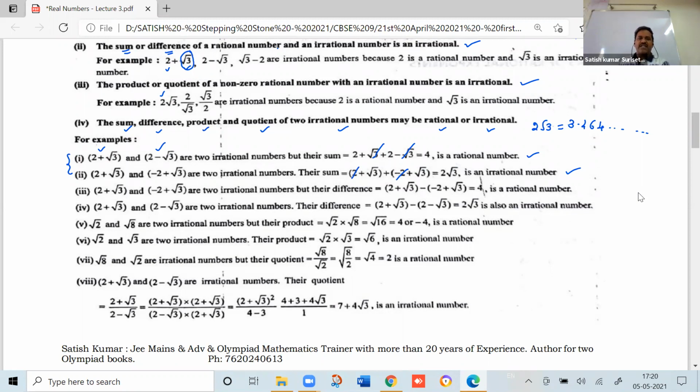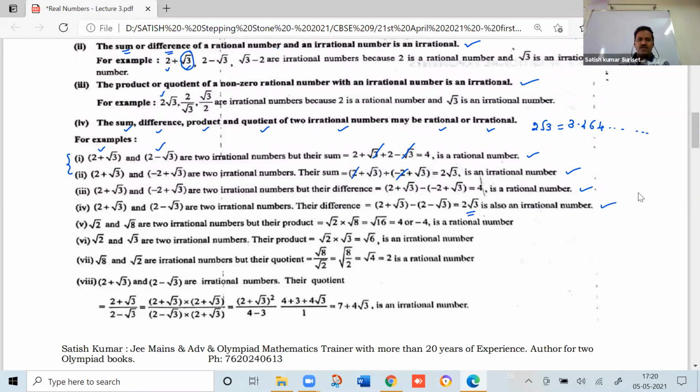Now take 2 plus root 3 and minus 2 plus root 3. Let us take the difference. When I take the difference, I'll get 4, so it is a rational number. Next, when I take 2 plus root 3 and 2 minus root 3, their difference is 2 root 3, which is an irrational number.